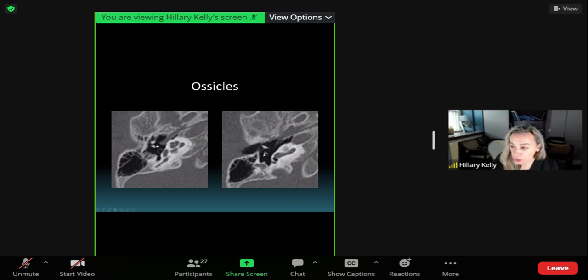So you always make sure you can see that tip of the long process at least one slice below the incudostapedial joint, assuming that you're using very thin slices, which we consider less than 1 millimeter. Ours we reformat at 0.5 millimeters.